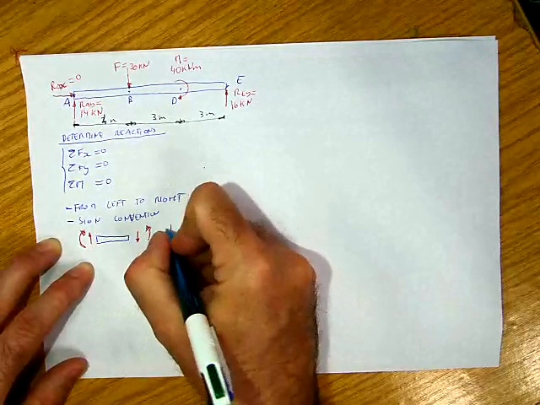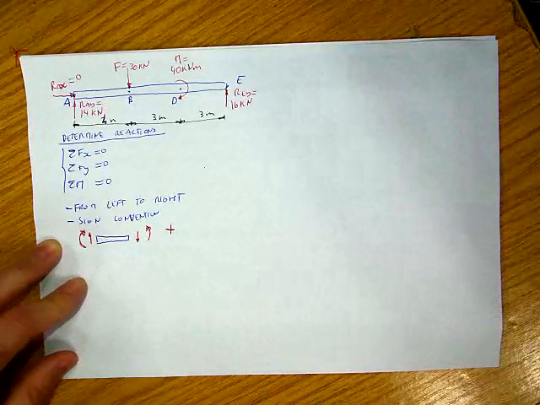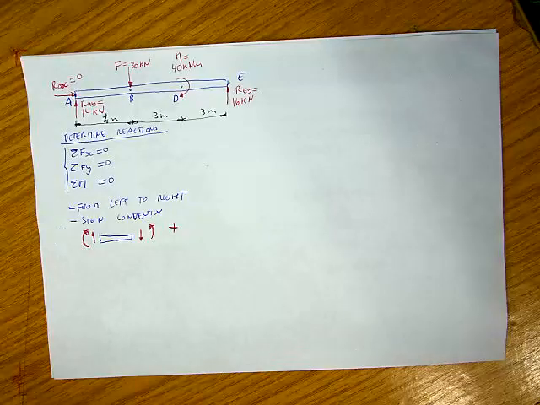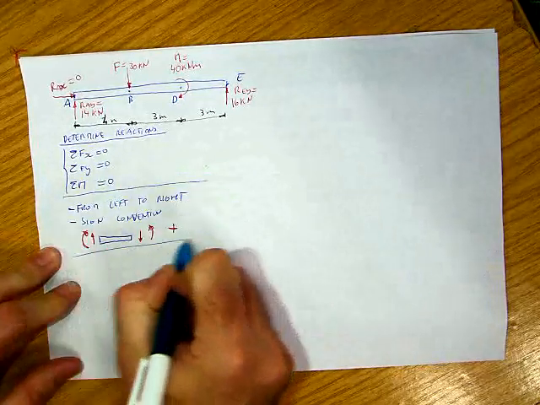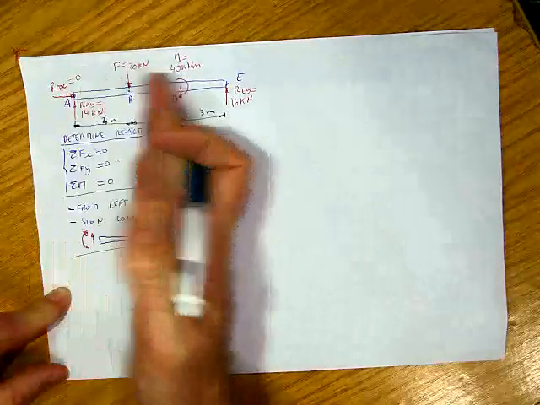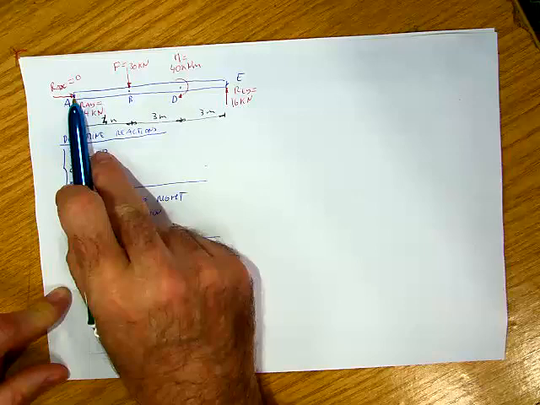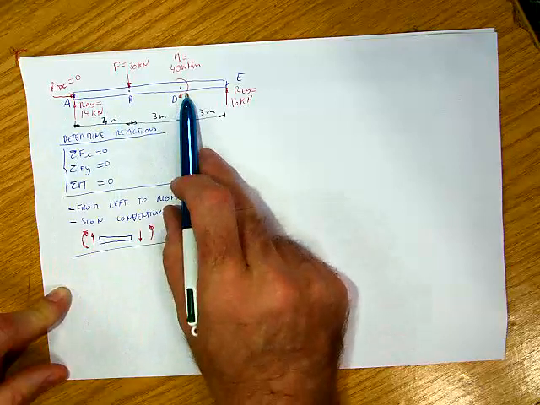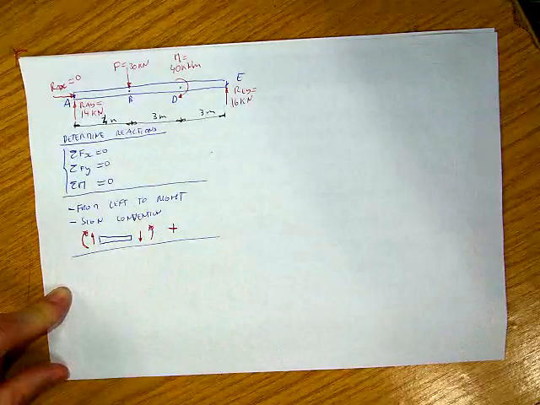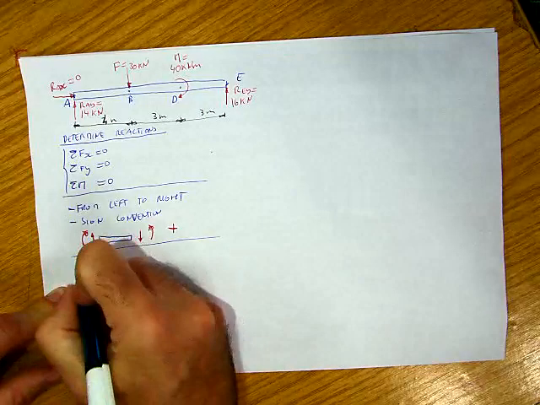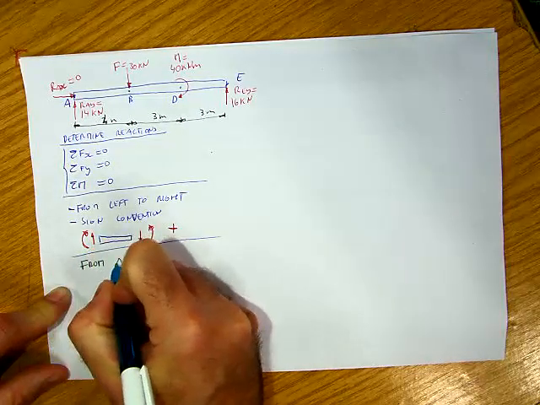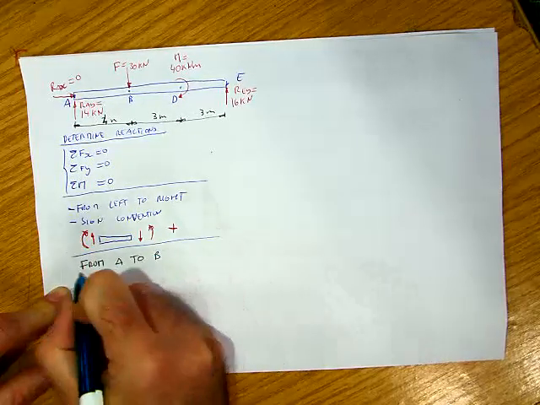This is the sign convention for plus. I go from left to right with this sign convention. Then I section the beam into one section from A to B, another from A to D, and another from A to D. So it's going to be in 3 steps. Let's start here from A to B.